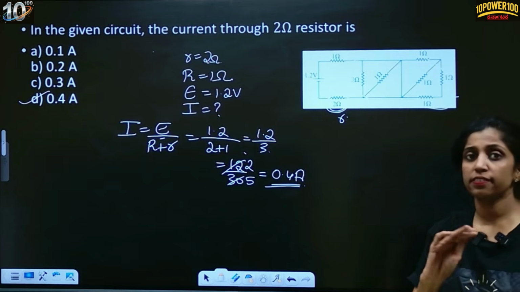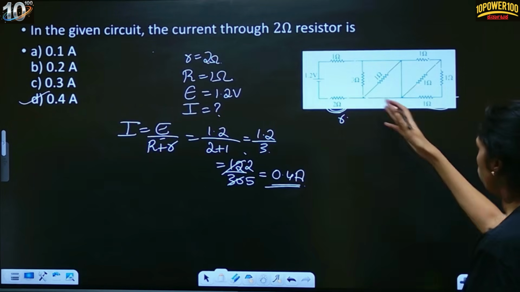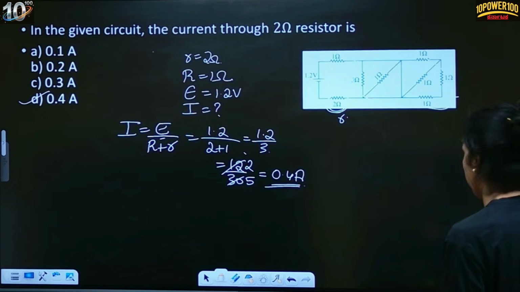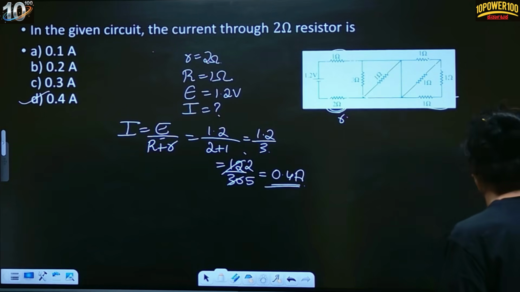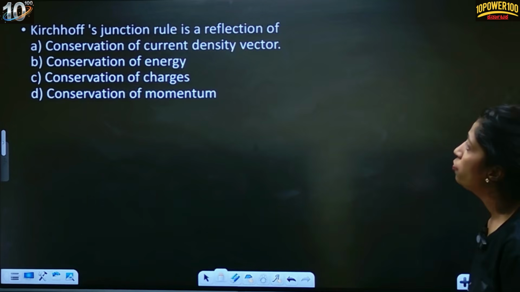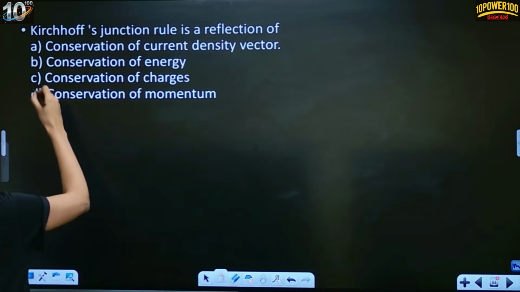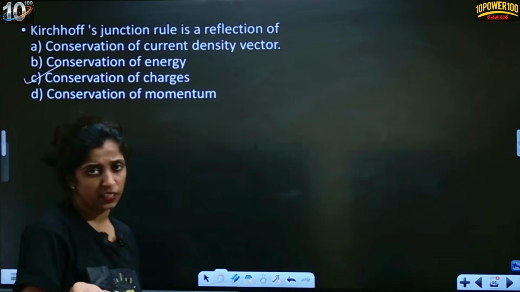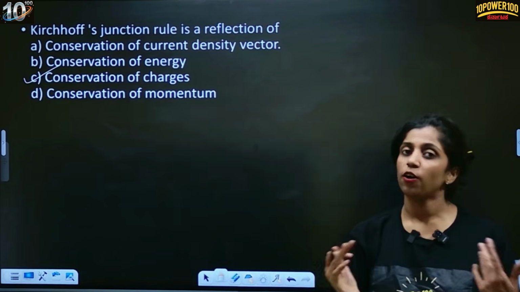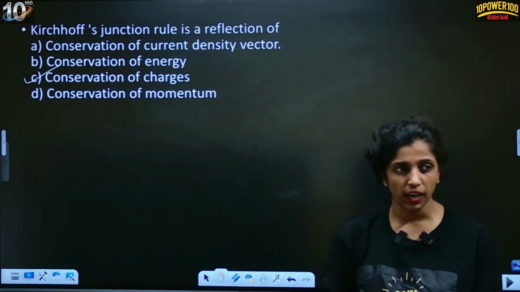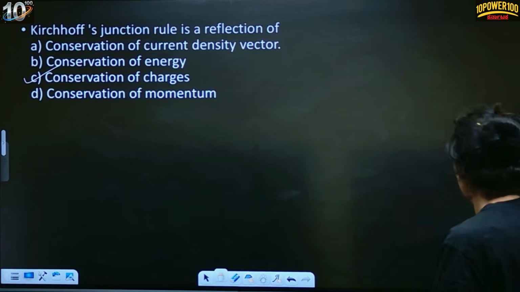So you don't need that particular part of the circuit. In series, current is the same, but in parallel, what happens? Current gets divided. So that's the reason you don't need the remaining circuit. You can ignore that, but this will be the external resistor. Remember. Next, Kirchhoff's junction rule is a reflection of conservation of charge. Very simple question. Kirchhoff's current law, the junction rule, is a conservation of charge, and Kirchhoff's voltage law is a conservation of energy. Okay. Next.